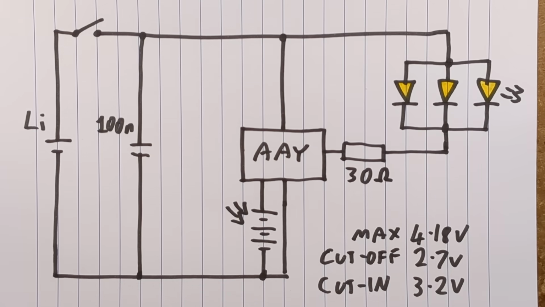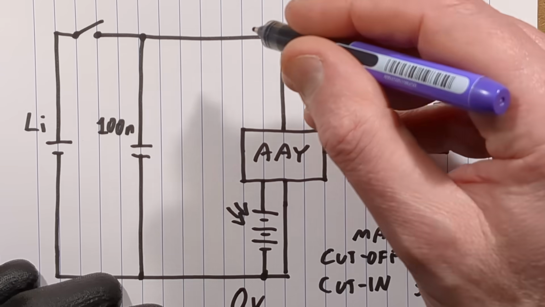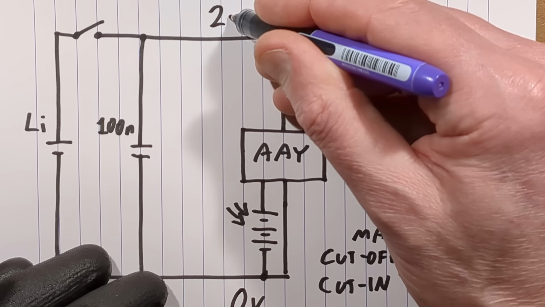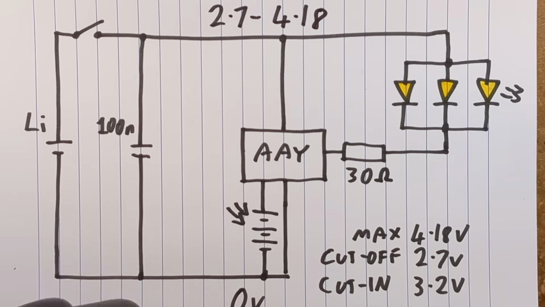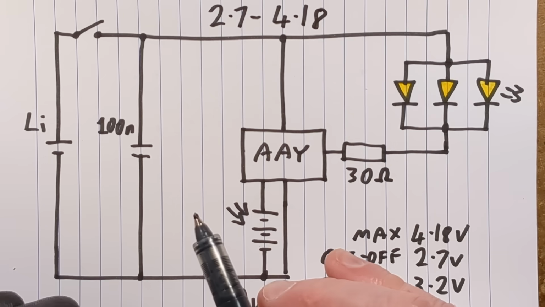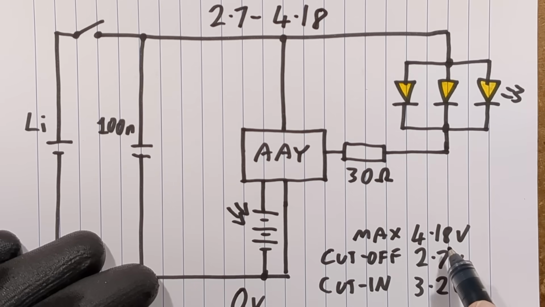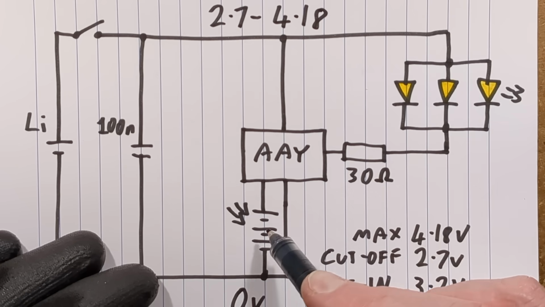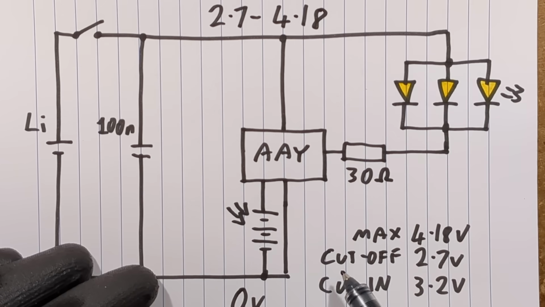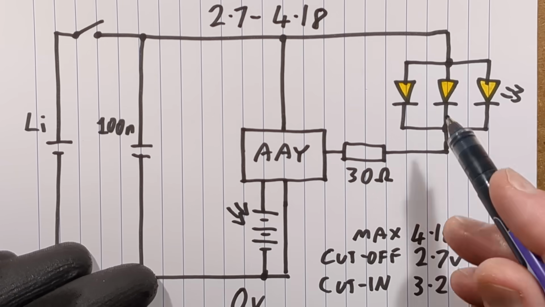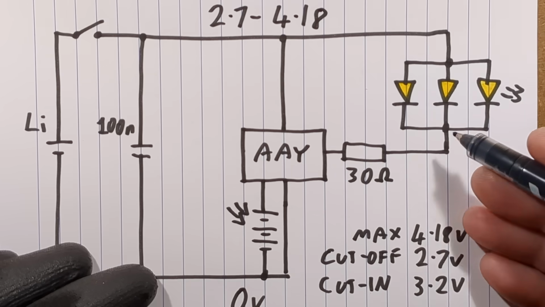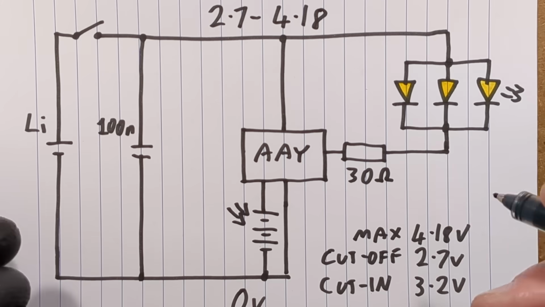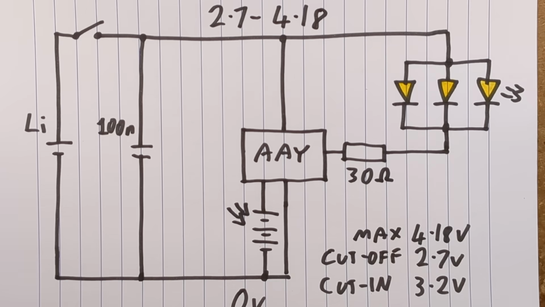So, let's say that this is 0 volts, and this is, well, as it happens, 2.7 to 4.18 volts, because I've tested that aspect. When it's charging the cell, it charges it up to 4.18 volts, and then it just cuts current to the lithium cell. It cuts off when it's running at night at 2.7 volts, which is reasonable enough. It's a bit above what the standard protection chip cuts off at. And it cuts back in again at 3.2 volts when the cells regain charge, which means that you're not going to get that flashy on and off at night thing.